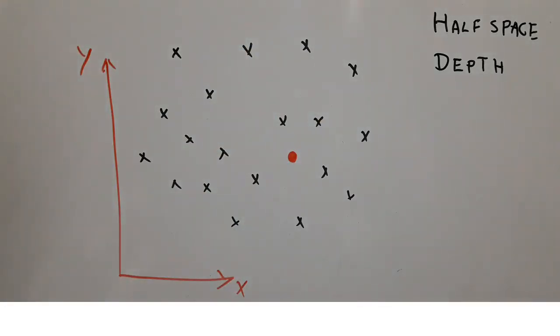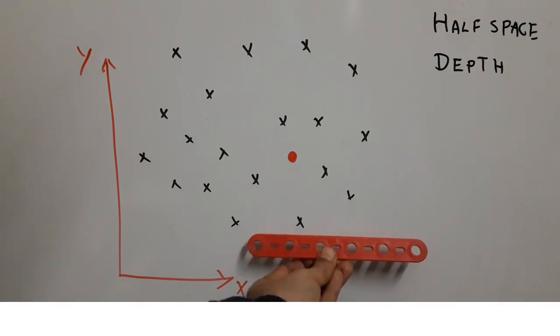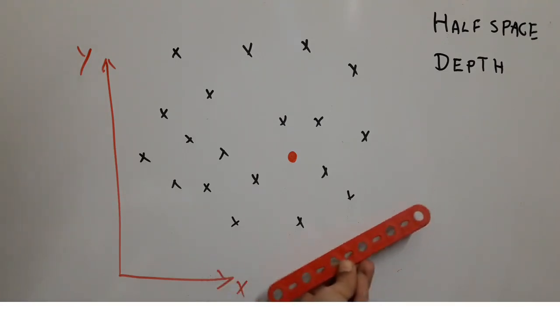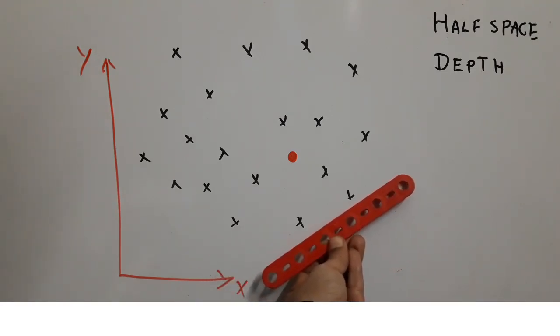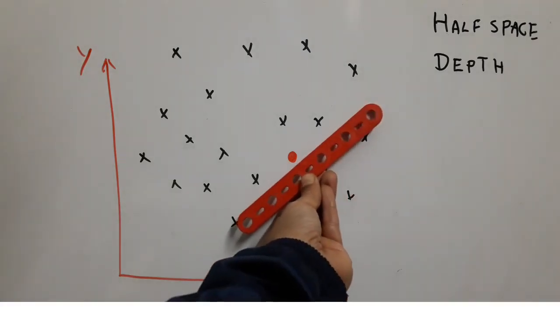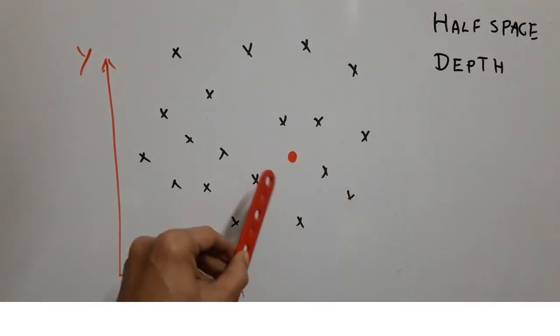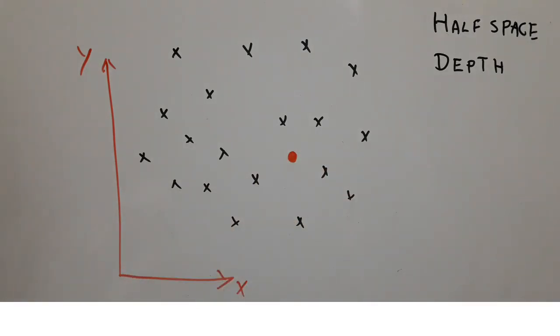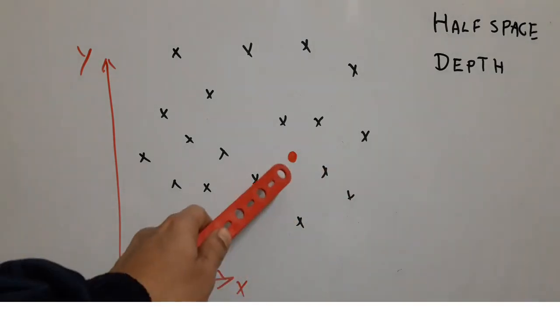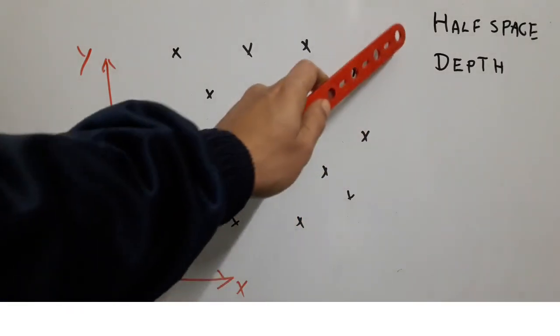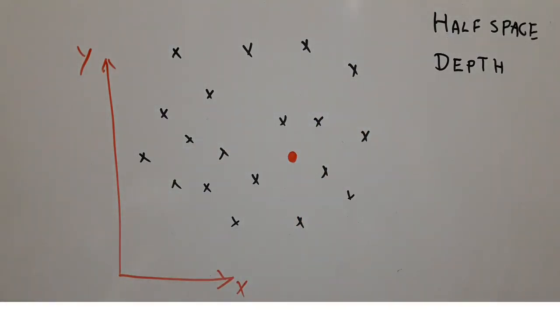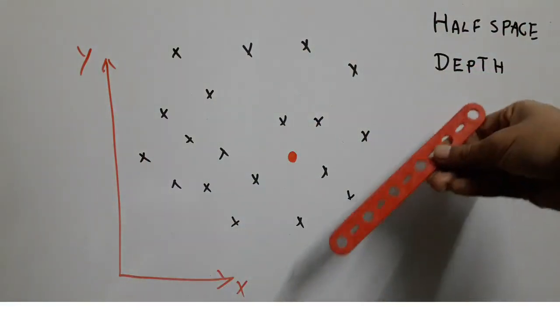If, on the other hand, I attack it from this side, 1, 2, 3, and I have arrived at this point. So I could cross only 3 points and arrive here. So I will say that the depth of this point, or rather the half space depth of this point, is only 3. So this is the concept of half space depth.